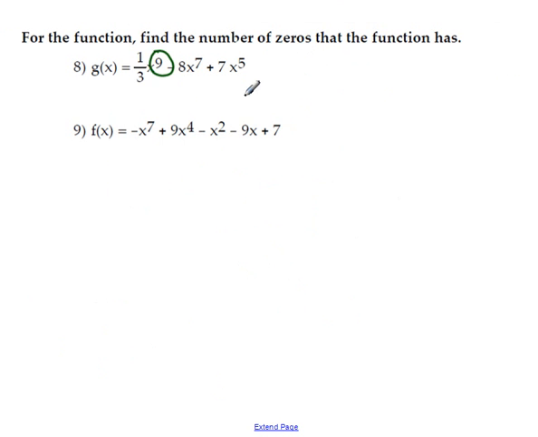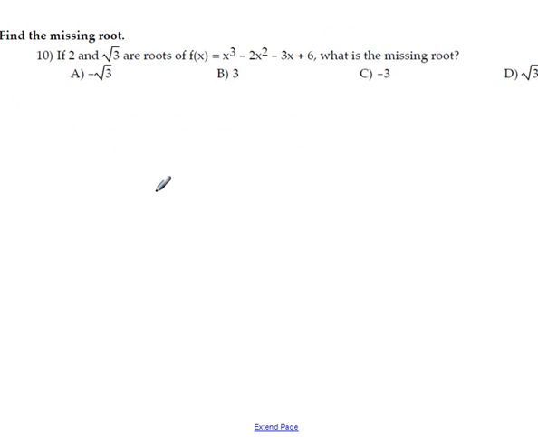Alright, so it's got a 9 here, so you're going to choose 9. That's how many answers, how many zeros, how many roots it should have. This one's a 7, so you're going to choose 7. You just pick the degree of the polynomial, which means the biggest power here. Don't look at the 1/3 and get all scared because there's a fraction. Oh my goodness.